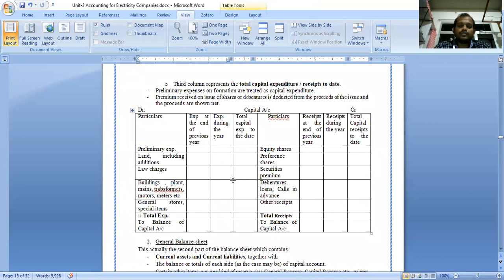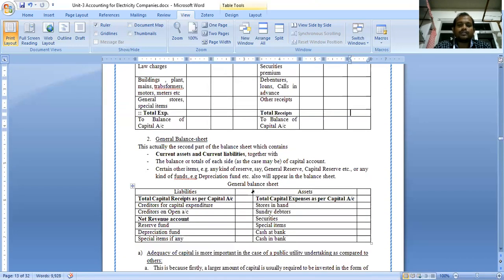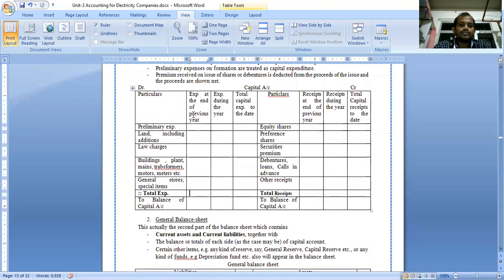Okay. So in the part 1, whatever the total we get from expenses side and receipt side, we just simply transfer it to the general balance sheet, the total expenditure. So these are all the capital charges, capitalized. We utilize the funds, we utilize the capital, we applied capital to get these capital expenditures.